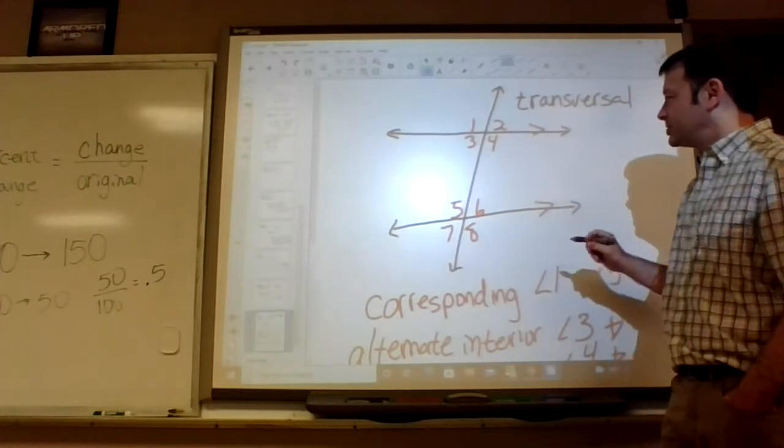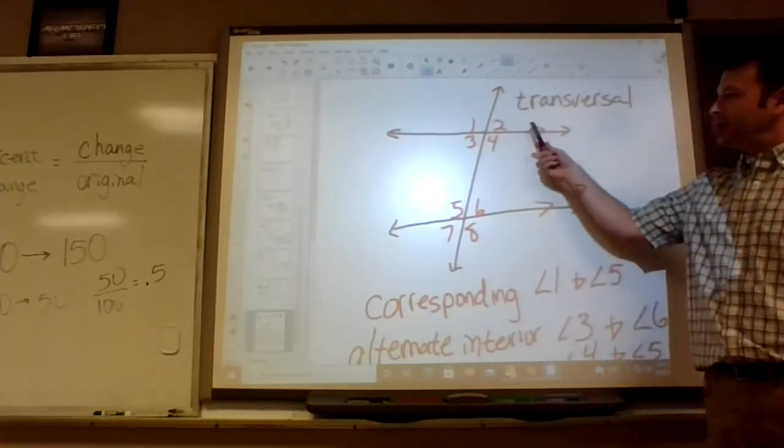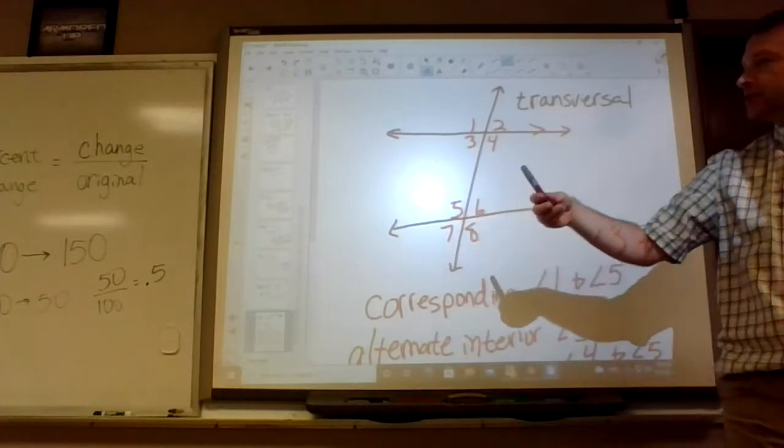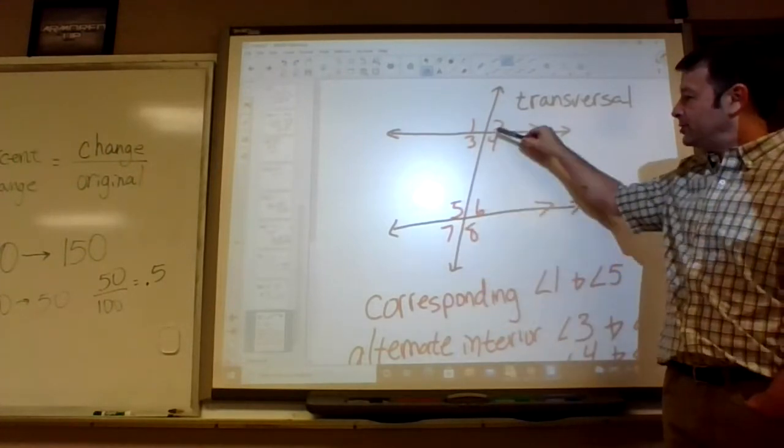So rule number 1, this is a postulate. If the lines are parallel, then corresponding angles like 1 and 5 are congruent. See how 1 and 5 look congruent? Do 2 and 6 look the same?